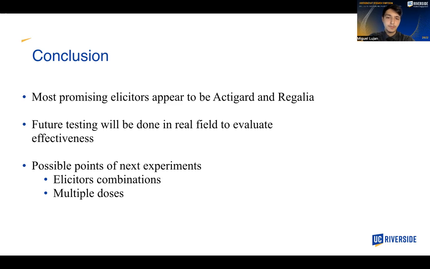So our future goals will be moving forward to test elicitors in a real lettuce field to verify our findings and continue our analysis of our elicitors. Commencing in early summer 2022, there will be field trials going on with romaine and iceberg lettuce using our findings, which will be funded by the Department of Pesticide Regulation. We will also be testing elicitor combinations and the possibility of multiple doses and their effects on lettuce in the near future.